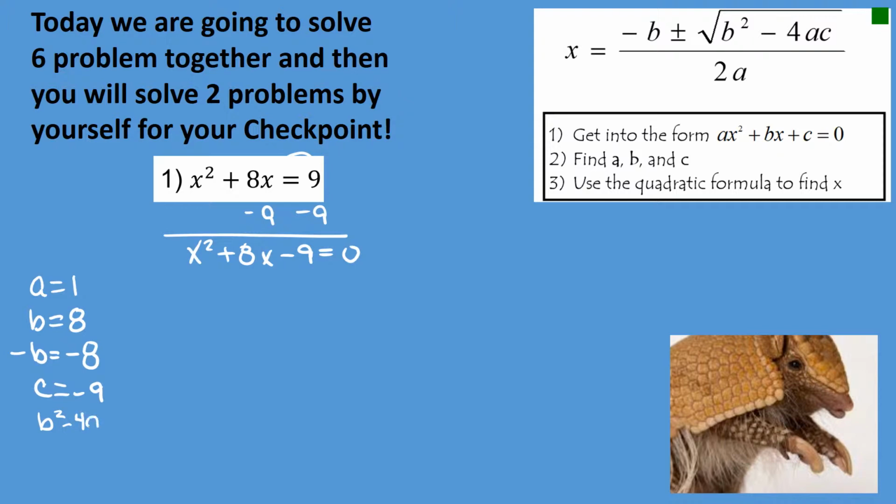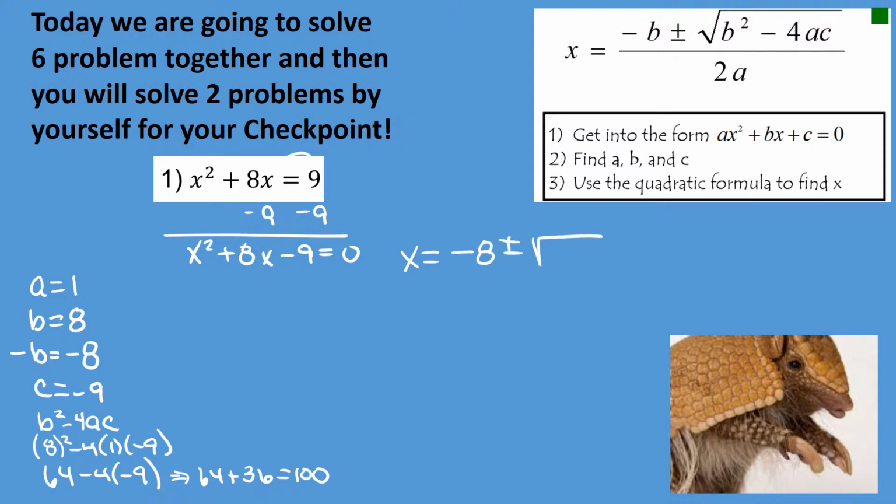We're also going to do the discriminant, b squared minus 4ac. So 8 squared minus 4 times 1 times negative 9. 64 minus 4 times negative 9, out of room. 64 plus 36 is 100. So we're going to say x equals negative b, which is negative 8, plus or minus the square root of the discriminant, which is 100, all over 2 times a, which is 1.